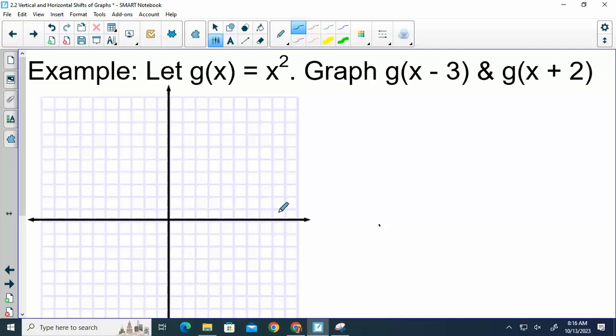So what's our parent function? X squared, our parabola. 0 squared is 0. 1 squared is 1. 2 squared is 4. Negative 1 squared is 1. Negative 2 squared is 4.